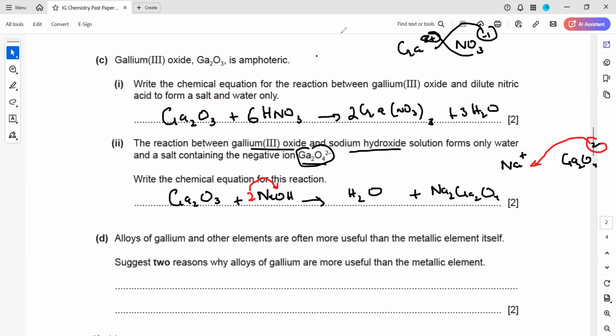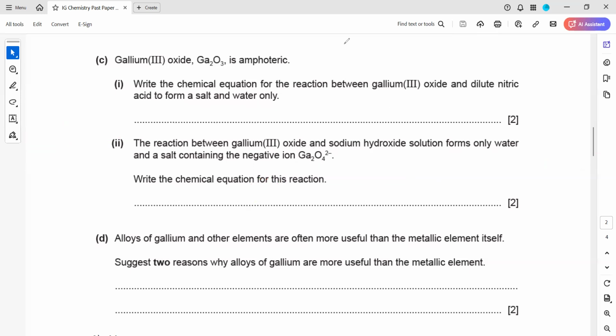The first one was so complicated. So gallium oxide is reacting with sodium hydroxide to form water and a salt which contains the negative ion Ga2O4 with the charge 2 minus. What will the positive ion of the salt be? Because it is reacting with sodium hydroxide, the positive ion will be the metal, so that will be sodium. So what is the formula of the salt? This 2 is multiplied with sodium and 1 is multiplied with gallium. So this is the formula of the salt. After writing the formula of the salt, you have to balance the equation. So always write the correct formula in an equation so that you can balance.